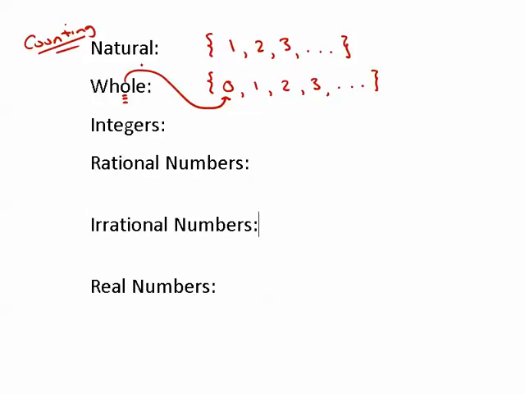You'll notice that the natural numbers is a subset of the set of whole numbers. So in other words, if I look at the natural numbers, I can see that the natural numbers are contained within the set of whole numbers. So again, the natural numbers are a subset of the whole numbers.